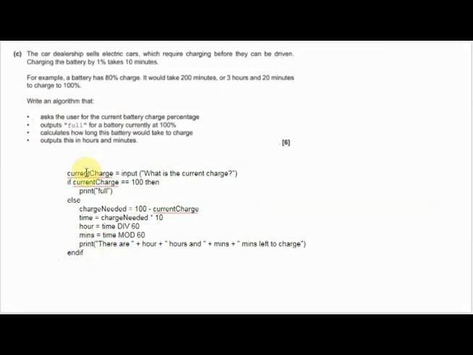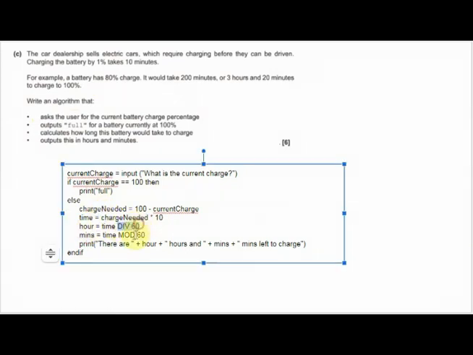Ask the user for their current charge, say full if it's at 100, so print full, else... and then what we've done here is we've calculated it and we've used the information they've given us to slowly work through. Remember, this is just logical ways of doing things. It's really important to get used to remembering div and mod, especially when it's about time.